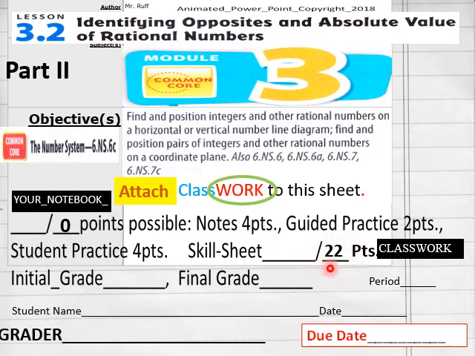And you got 22 points on your classwork sheet. Have that out in front of you now. Students, put your name, date, and period here, on your phone, your tablet, your paper, your Droid, your iPhone, your Chromebook, your PC. And we're going to do identifying opposites and absolute value of rational numbers.